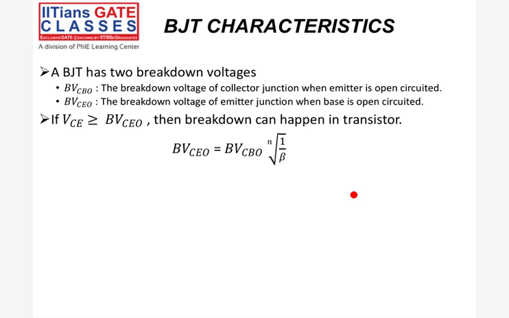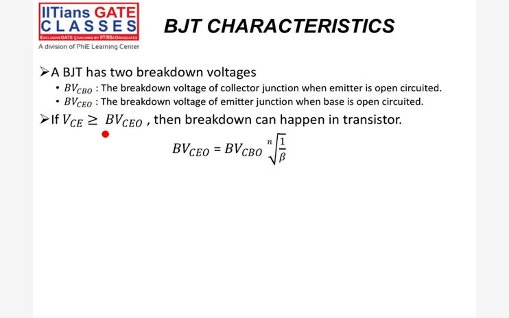I think I have shown you that, the breakdown voltage of the collector junction when the emitter is open circuited. The second breakdown is the breakdown voltage of the emitter junction when the base is open circuited, VCEO. In the first there is no emitter, meaning the emitter is open circuited. In the second there is no base, meaning the base is open circuited. So these are the two breakdown voltages we have. The breakdown voltage of the transistor when the base is open circuited is VCEO.